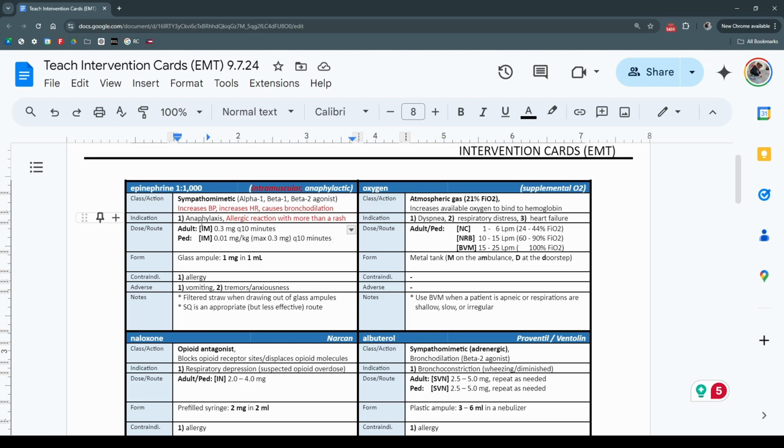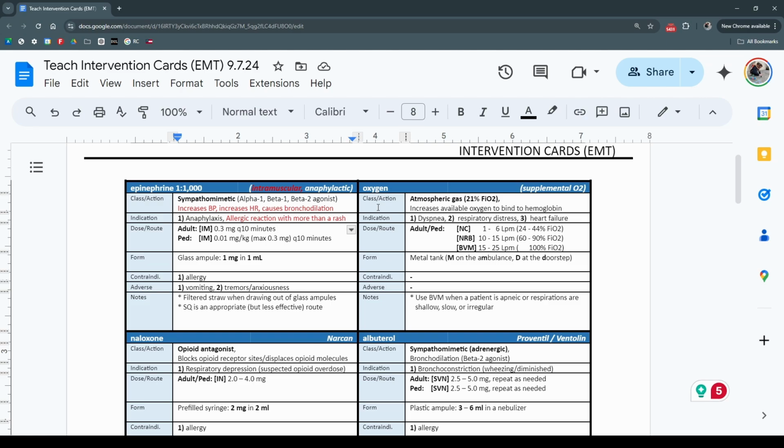So indication. Why do we give it? Well, we're going to give Epi 1 to 1,000 any time we see an allergic reaction with more than a rash. Our dose for adult is going to be 0.3 milligrams. Q means every 10 minutes. Now, this isn't a hard and fast rule for me. I'm picturing a person transporting somebody in an ambulance who has angioedema saying, well, it's 9 minutes and 30 seconds. We better wait 30 more seconds here before we give our Epi.